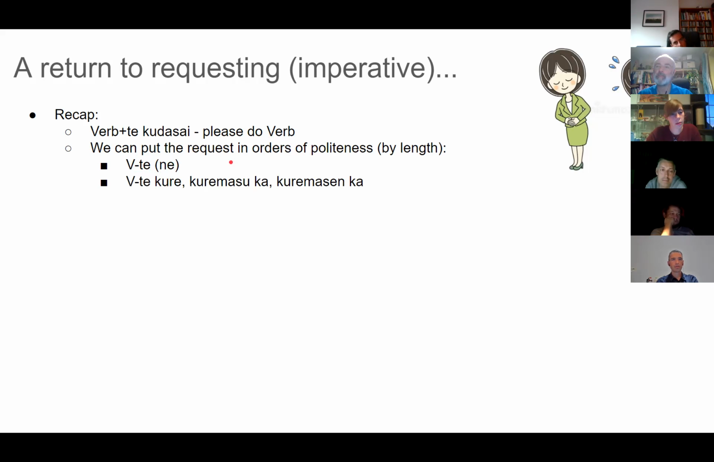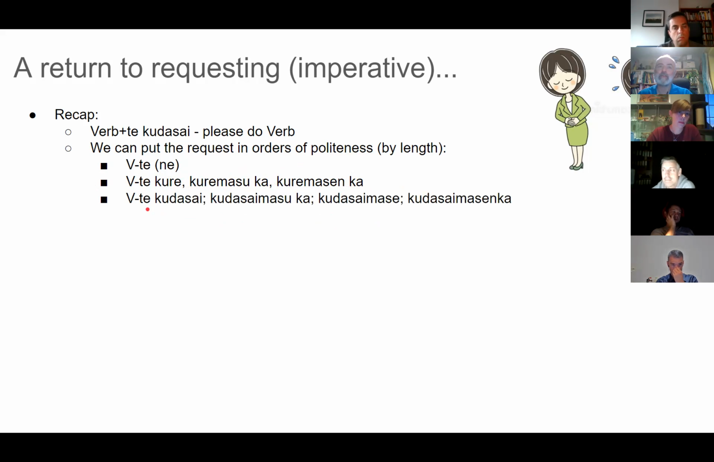Kudasai can be replaced with its kind of brother, which is kureru. So kureru is actually kind of an irregular verb. When we shorten kureru to the shortened version, it just changes to kure. We just remove the ru. So you can say tabete kure, please eat this. Shite kure, please do this. You can then make it longer by saying kuremasu ka or kuremasen ka. Still means please do this.